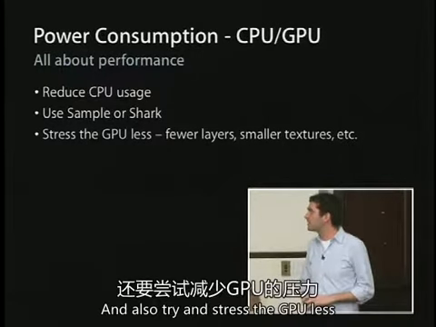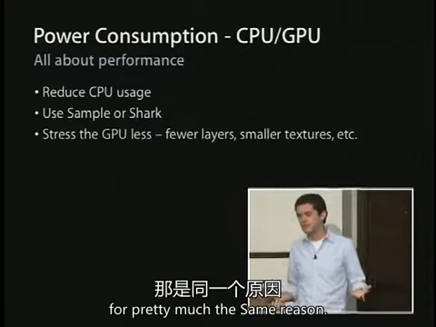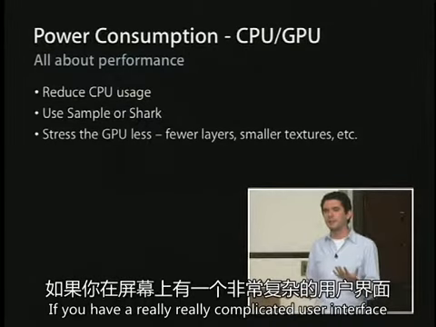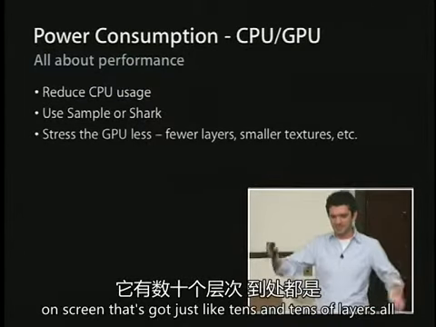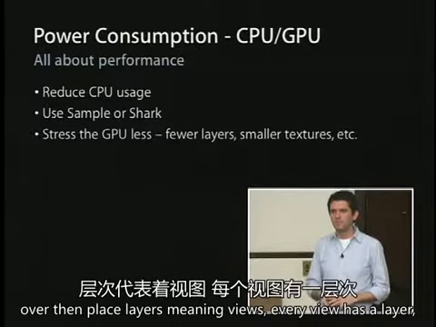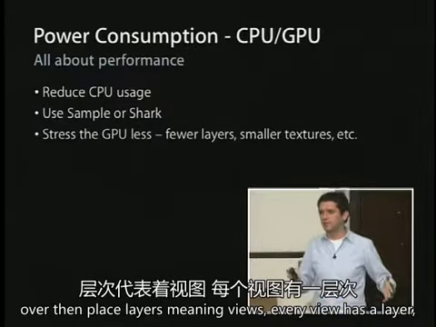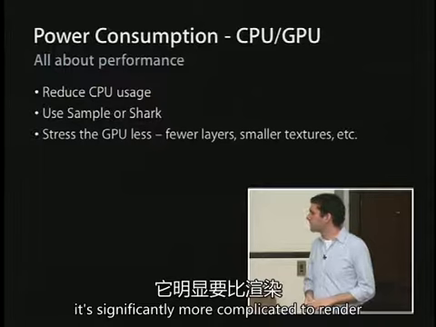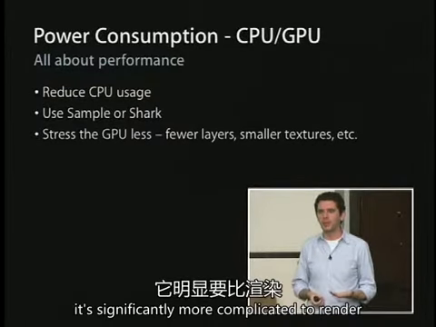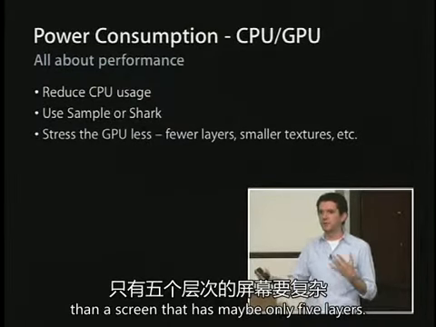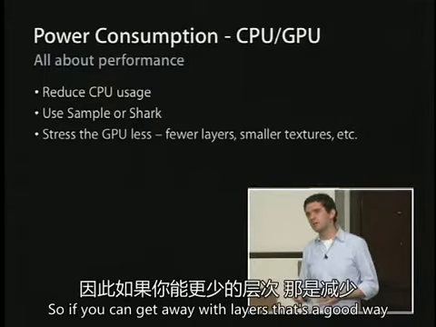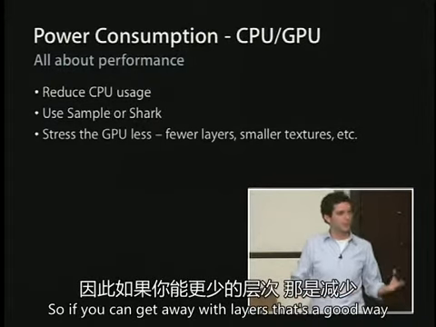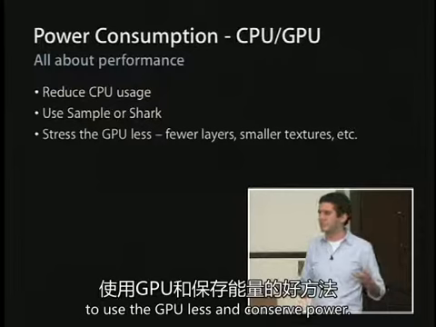And also try and stress the GPU less for pretty much the same reason. If you have a really, really complicated user interface on screen that's got just like tens and tens of layers all over the place, layers meaning views, every view has a layer, it's significantly more complicated to render than a screen that has maybe only 5 layers. So, if you can get away with fewer layers, it's a good way to use the GPU less and conserve power.